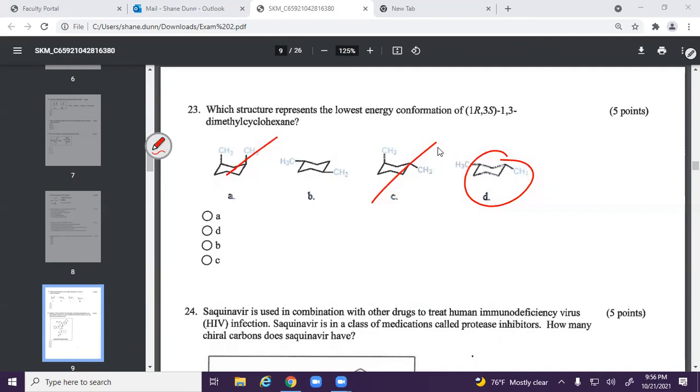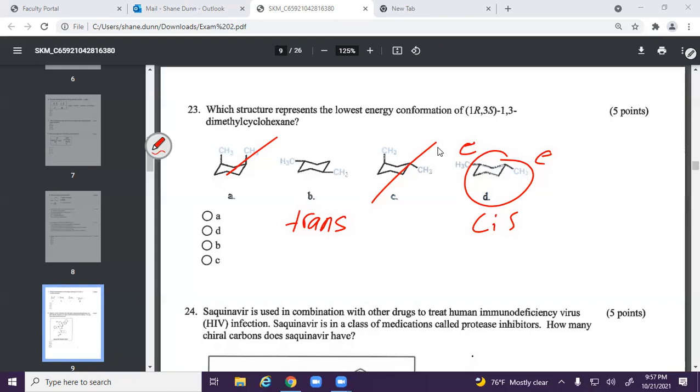The reason being, equatorial, this guy is cis, this guy is trans. Trans is higher energy than cis. Sorry, trans is higher energy than cis. This double feedback is really annoying. Okay. Does that make sense? Wait, so equatorial, isn't it highest energy? No, equatorial is lowest. Axial is higher.